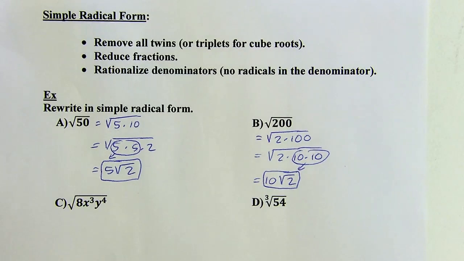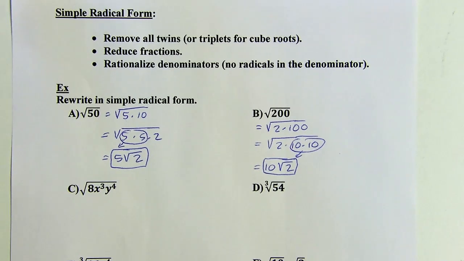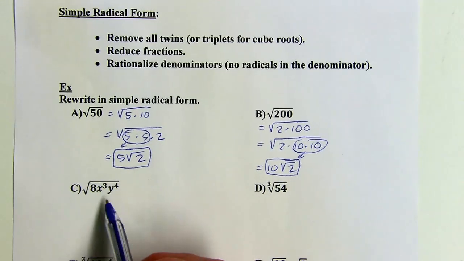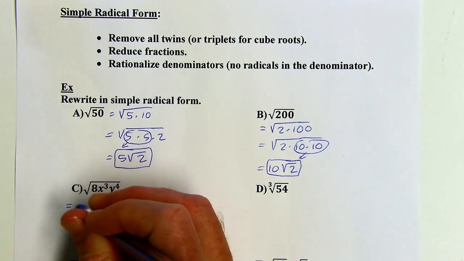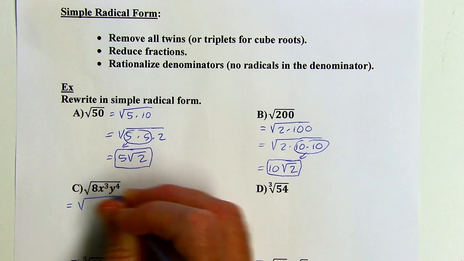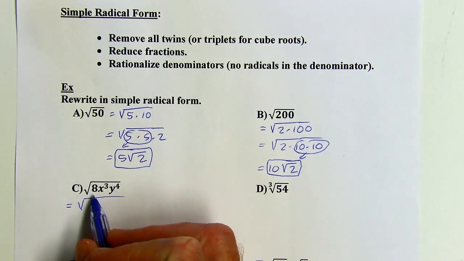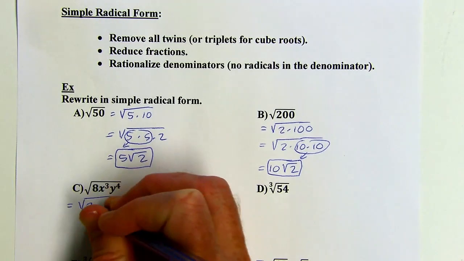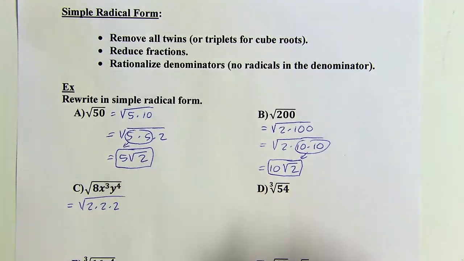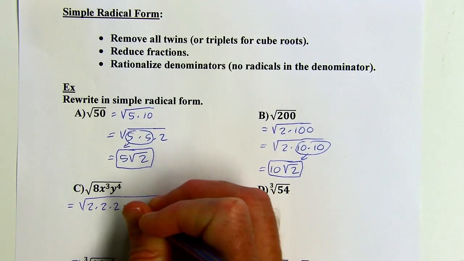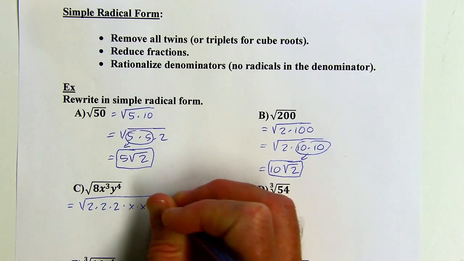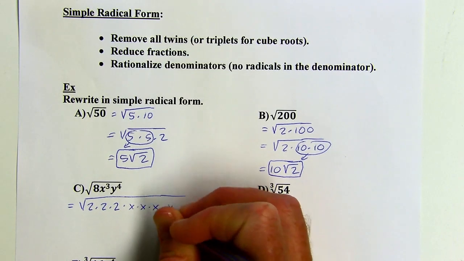Okay, so we can also do this with variables. So I'm going to start breaking up the 8. Well, 8 would be 2 times 4, so there still wouldn't be twins, but that would be 2 times 2 times 2 if I broke it up all the way. And then x to the third means x times x times x. And y to the fourth would be 4 y's.